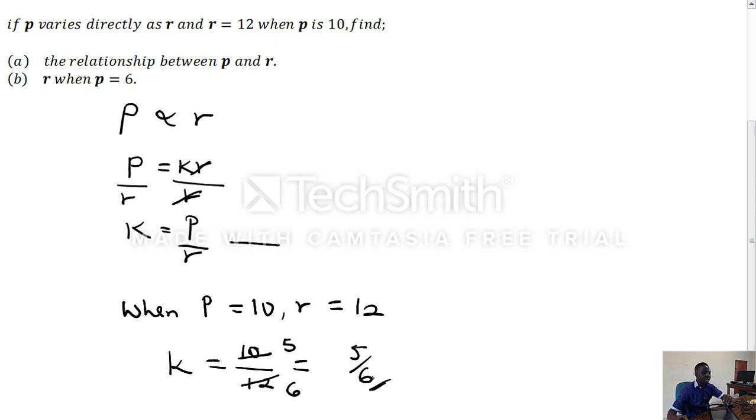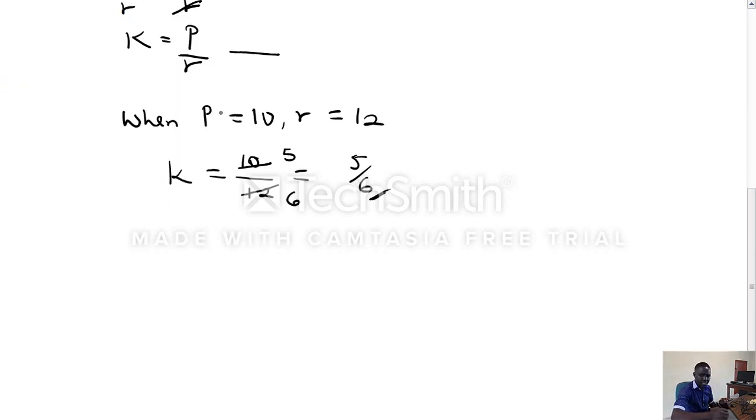What we'll do next is resubstitute k as 5 over 6 into that equation to get our relationship. We have it that p is equal to kr, but we have gotten our value of k to be 5 over 6.